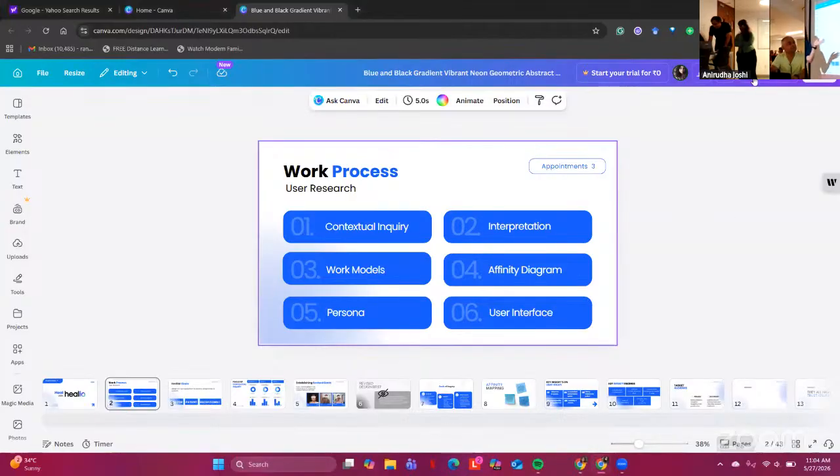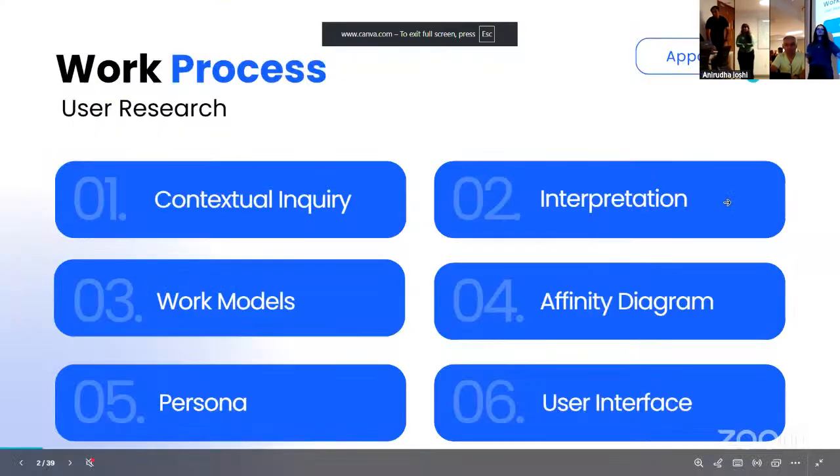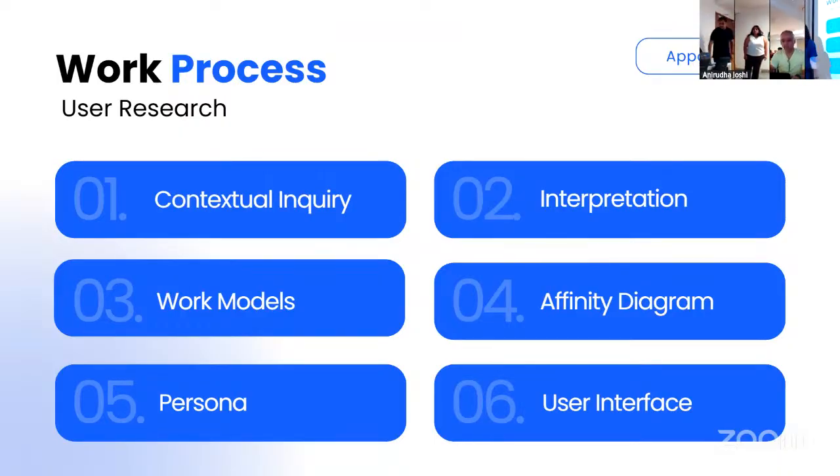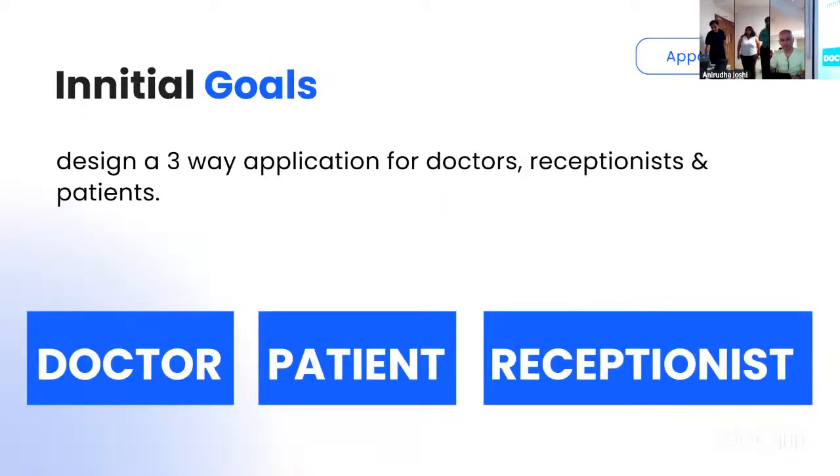So guys, this is now getting back to the presentation. So this is our work process, the way we went about it. We did our contextual inquiry, interpretation, work model, affinity diagram, persona, and user interface. So this is just a recap of what we've done in presentation 1 and 2 till now. Our initial goals, if you remember our brief, was to design a three-way application for doctors, receptionists, and patients. So there were three stakeholders to begin with.